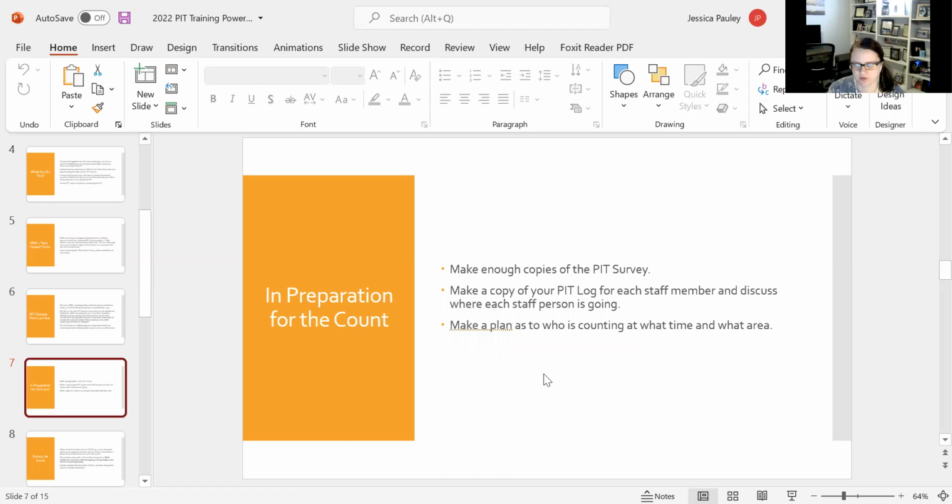So in preparation for the count, make enough copies of your PIT survey form, make a copy of your PIT log for each staff member and discuss where each person is going. Also discuss what times so we can make sure we're not duplicating the same individuals being counted more than one time. And make a plan as to who is counting at what time and what area. I will pull up the PIT log form now to show you that.